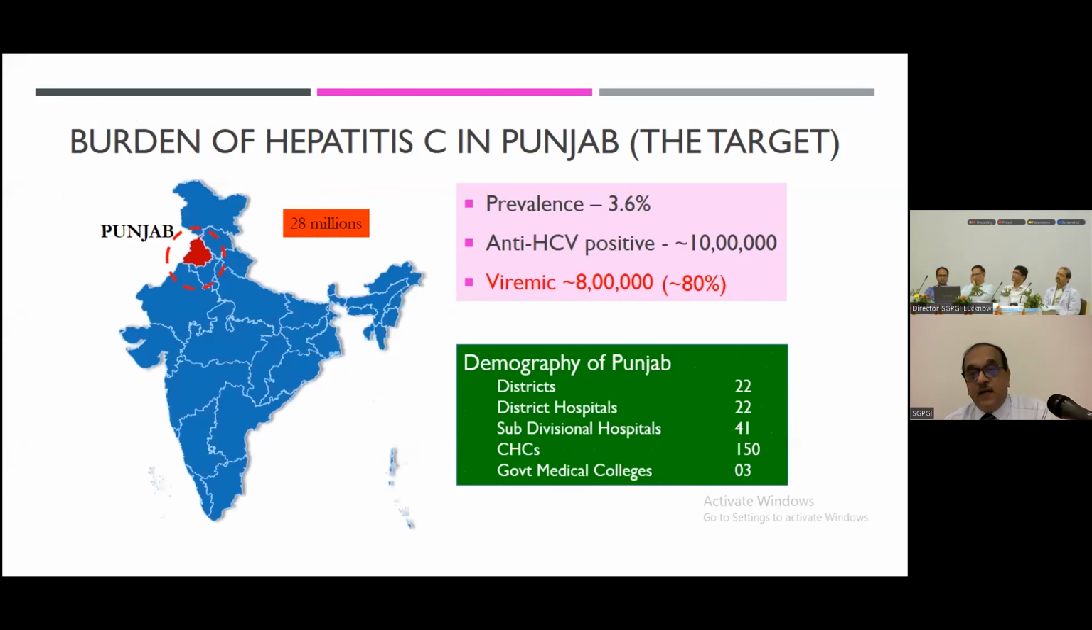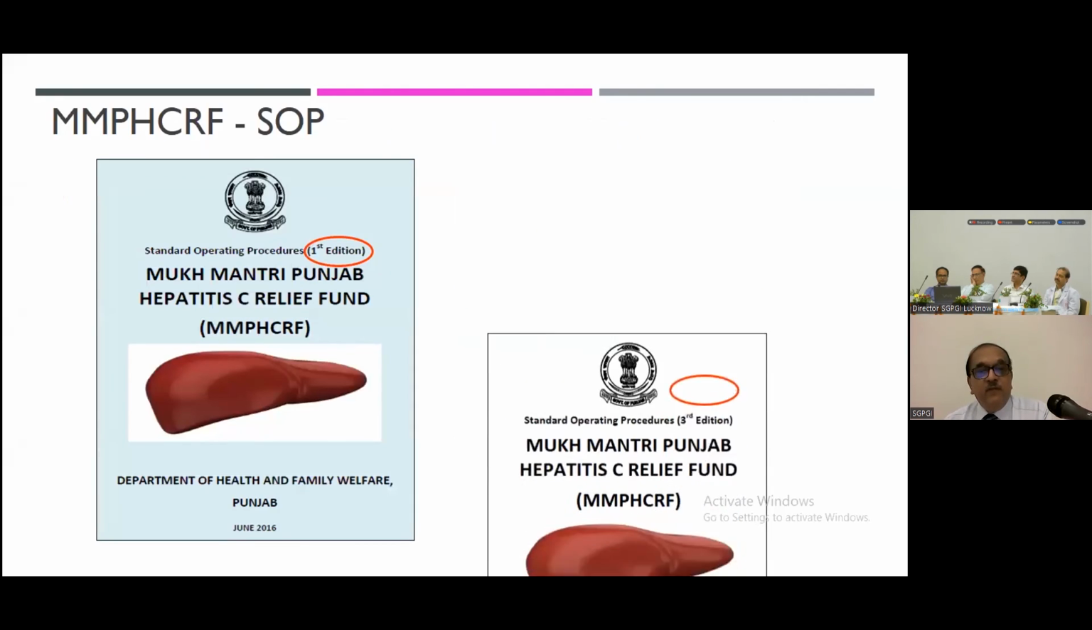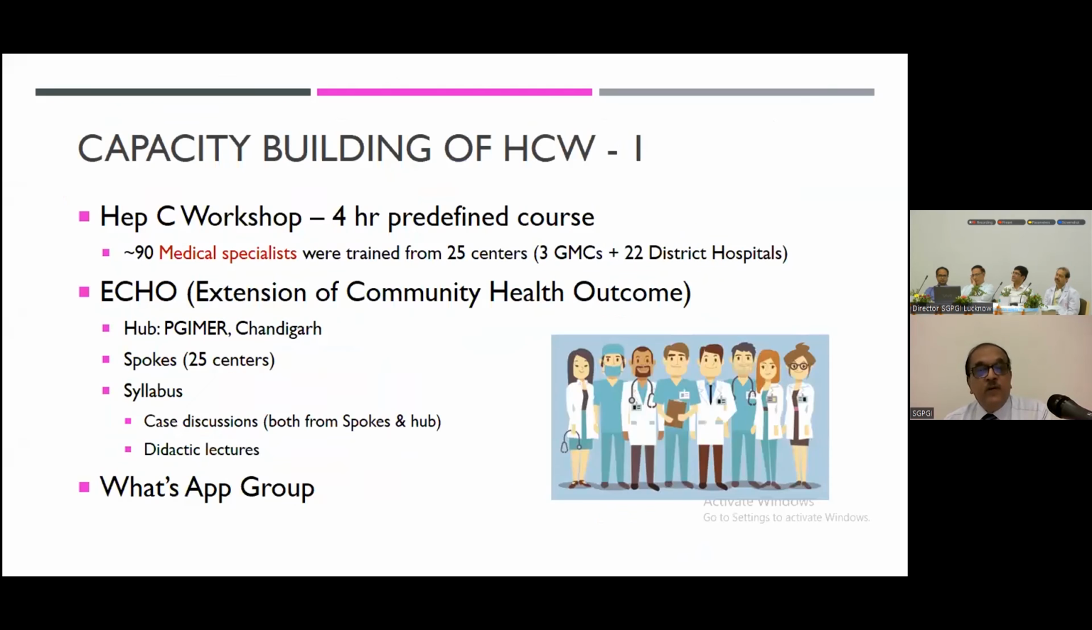In Punjab, we started with a 3.6% prevalence in a 2.8 crore population, with 8,000 viremic patients. What we have done, first of all, we made the standard operating procedures, and then there was capacity building of the healthcare workers. We did that at the peripheral level in all district hospitals of the 22 districts of Punjab, where we held a workshop of 4 hours followed by the Extension for Community Healthcare Outcomes program.